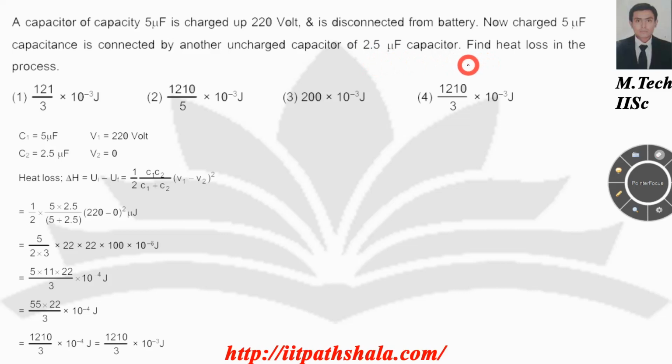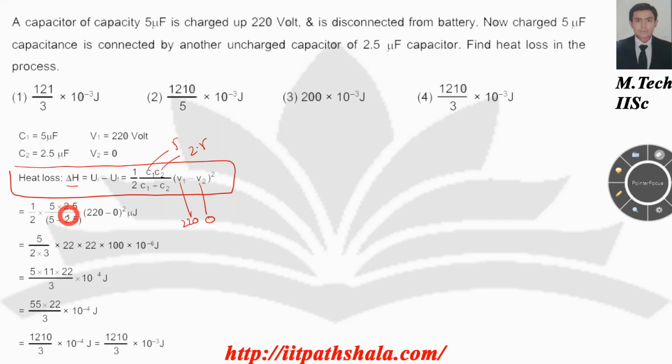Now, as I have told you, there is a direct formula for the heat loss from the chapter of the capacitor itself, and you can put all the data over here. You are equipped with C1, C2, and V1 and V2. V2 is nothing but 0, V1 is nothing but 220 as given to you. C1 is 5 microfarad, C2 is 2.5 microfarad, and you can get the value of the heat loss. Now, in this slide, I'm not going to derive the heat loss formula for you guys. You can just check your institute notes.